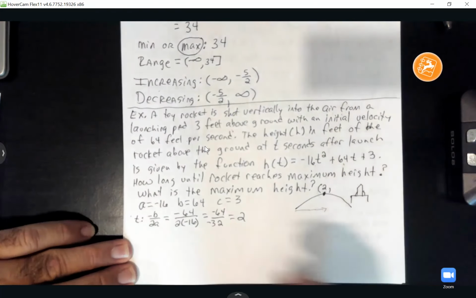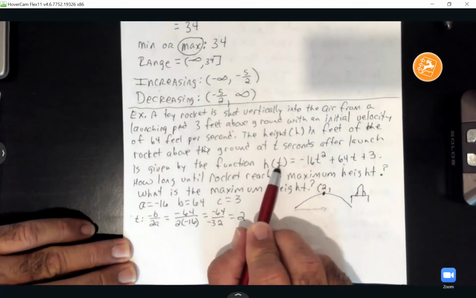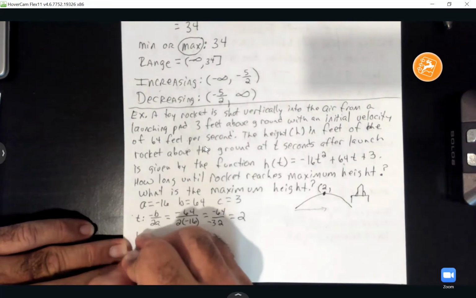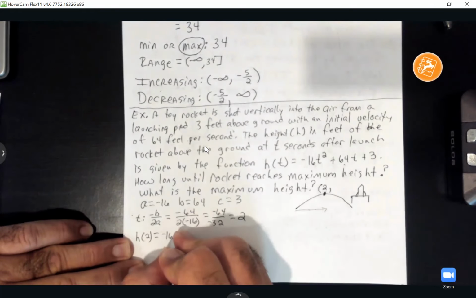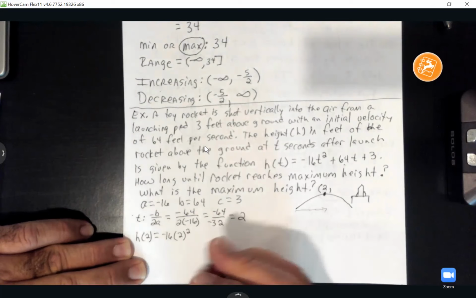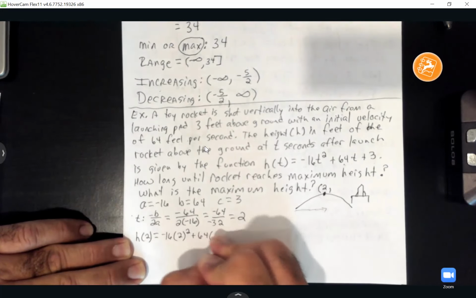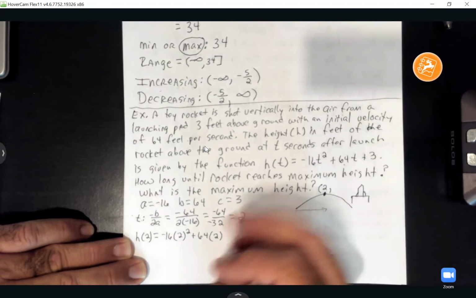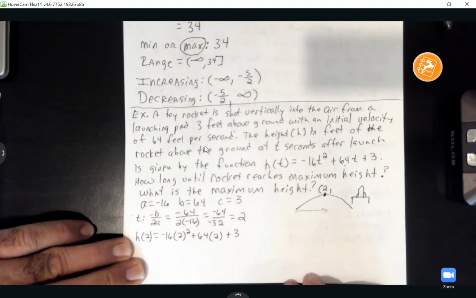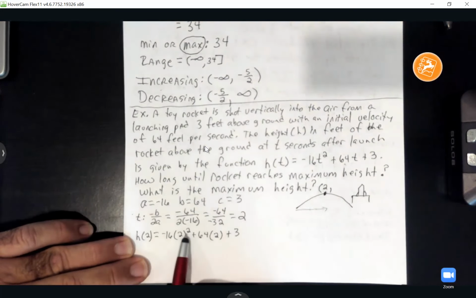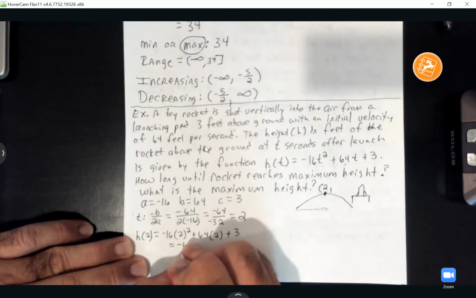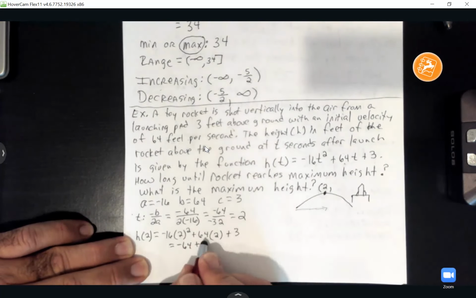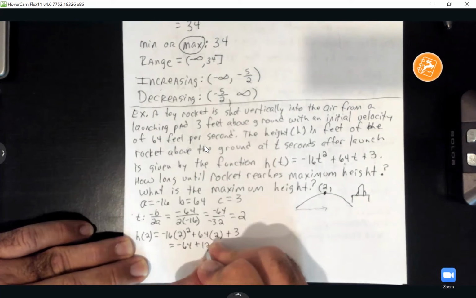Now, to find that maximum height, we're going to plug in a 2 for the T. So we're going to find H of 2. That's going to equal negative 16 times 2 squared plus 64 times 2 plus our 3. Oh y'all, so let me see what I get. 2 times 2 is 4. When I square that 2, I get 4. 4 times negative 16 is a negative 64. 64 times 2 is 128.